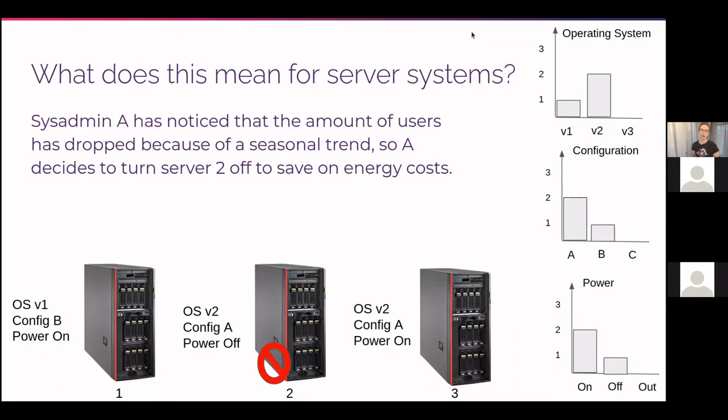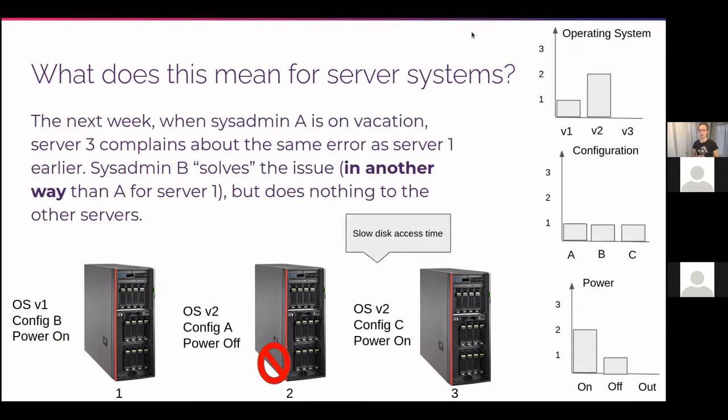Then due to a seasonal trend, one of the servers is shut down to save energy and cost because it's not used at the moment. For example, if you're selling summer products, then in the winter you don't have as many customers. Okay, turn that off. Then sysadmin A goes on vacation, and now the third server starts complaining about the same issue, and unfortunately sysadmin A didn't document what they did, and isn't reachable. So sysadmin B goes in and solves it in their own way, that is different from how server 1 was configured. So now we have configuration C.